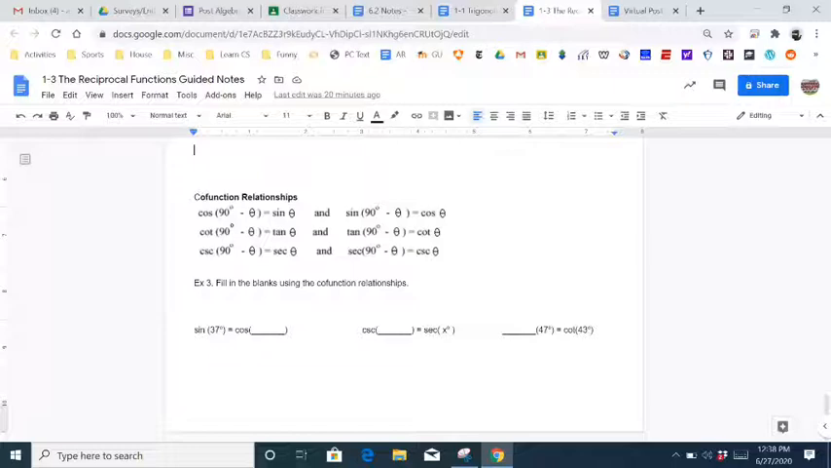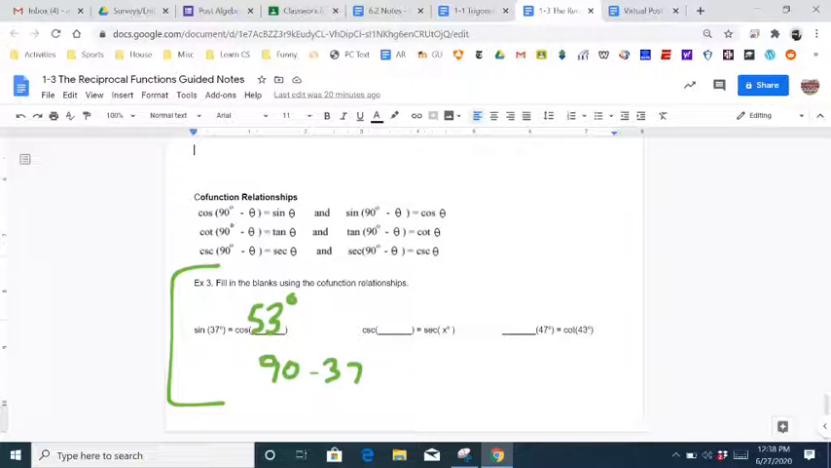Let's finish up this video series by doing example 3. Fill out the blanks using the cofunction relationships. The sine of 37 degrees equals the cosine of blank. Since sine and cosine are cofunctions, I know that this angle has to be complementary. So 90 minus 37 comes out to be 53.